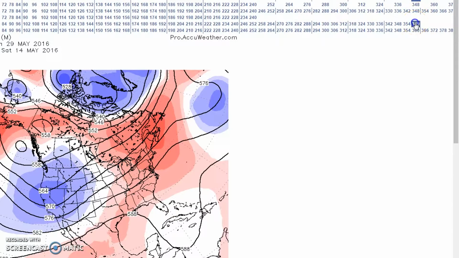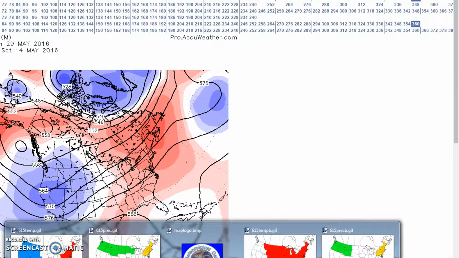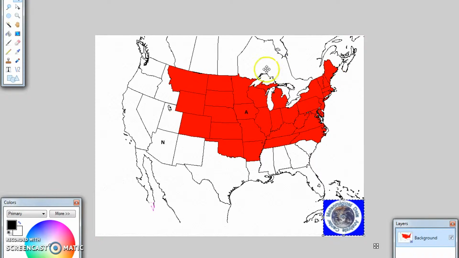And then we look at the European: generally a zonal flow across much of the nation, trough in the west, ridge in the east. And I think this will be the circulation for this period. So during this forecast period, I am forecasting above normal temperatures for a large area of the nation. Across this area, I'm forecasting anomalies to be 2 to 6 degrees above normal.